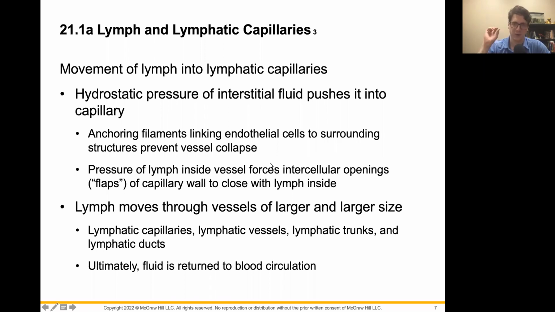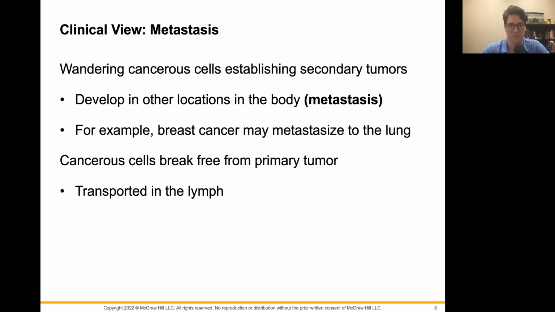Now, as that fluid moves, it's going to go from the lymphatic capillaries and enter larger vessels called lymphatic vessels. Those are then going to drain into lymphatic trunks, and then those are going to drain into lymphatic ducts. There are really only two lymphatic ducts, and we're going to talk about those shortly.